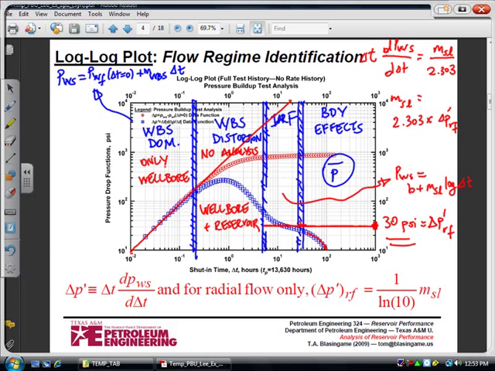Okay, this was the first thing we found. We found the horizontal line which gives us the radial flow regime. Yes? Where did you get the 2.303? Oh, it's the conversion from the log base 10 to the natural logarithm actually.